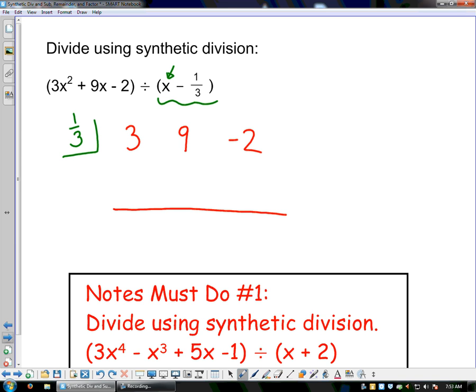Okay. All right, so I believe the first number, we'll just bring it straight down. So we'll bring down that 3. So that comes straight down. 3 goes right there. And now, what was our pattern?